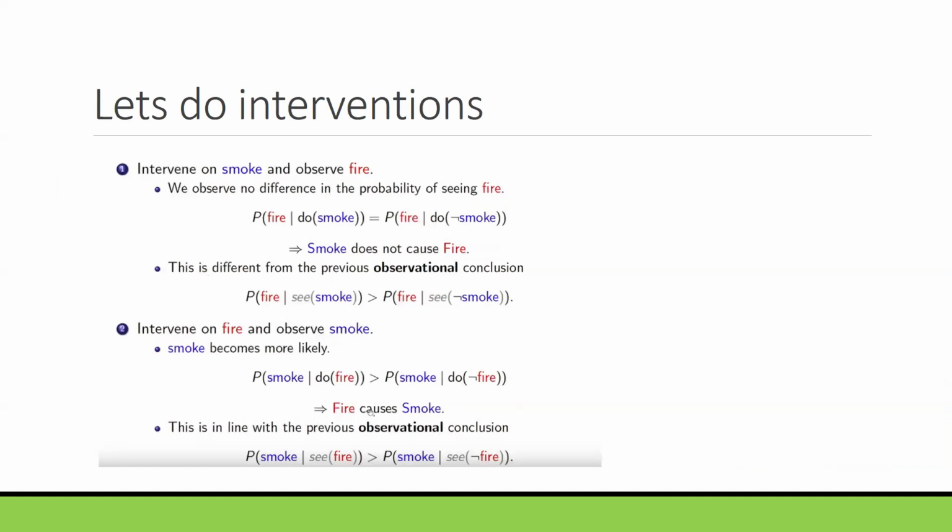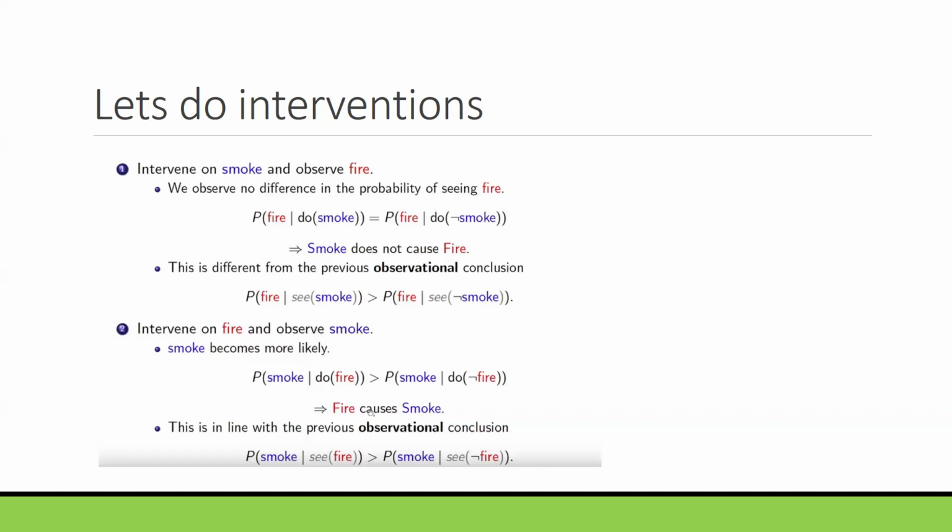So let's intervene on smoke and see what happens to the fire. When we intervene on smoke, like when we do smoking and try to get fire, the probability of getting the fire is almost equal to that without smoke. Therefore, we would conclude that smoke is not the cause of the fire. Remember our observational conclusion that the probability of fire when we see smoke is greater than the probability of fire without smoke. It could be greater, but it doesn't mean that smoke is the main cause of the fire.